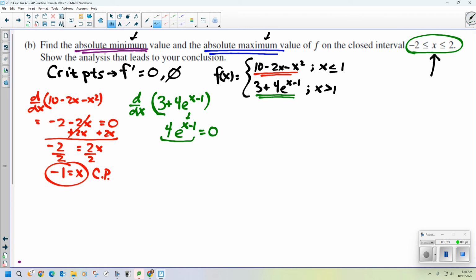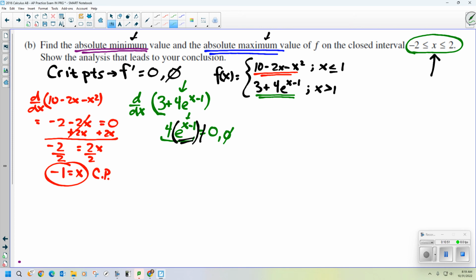How come? I would have to say 4 times 0. E to the x, or e to the x minus 1, will never equal 0. If the exponent is 0, that means e to the 0 will be 1. We just did that. If the exponent is negative, that's fine. We just flip it and put it in the denominator, and it would still not be 0 or undefined. So this will never be 0 or undefined. So there's no critical points for the right side.